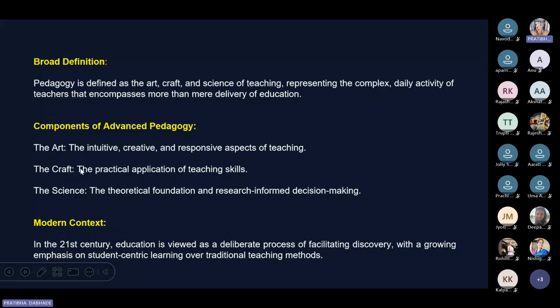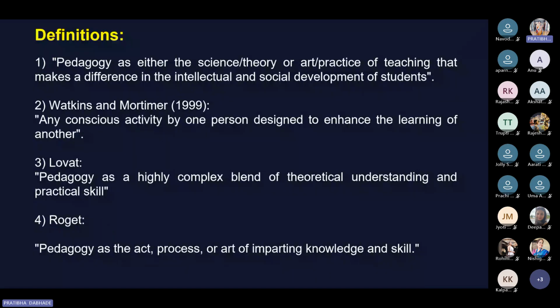Here you can see the components. These are the components of advanced pedagogy: art, craft, and science, where we are switching from the traditional pedagogy, where the teacher-centric approach was there. Now we are switching from the teacher-centric approach to the student-centric approach. So these are the definitions. We focus on theory and practice, science and art of teaching. And here we expect that there should be change in behavior intellectually as well as socially.